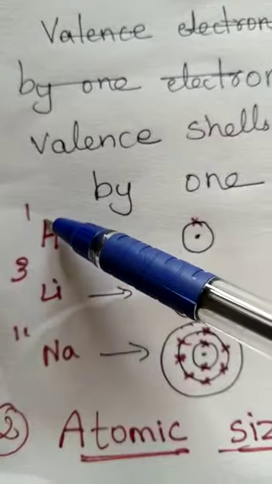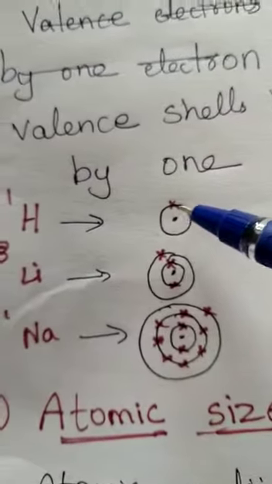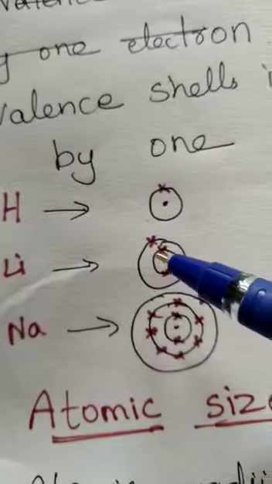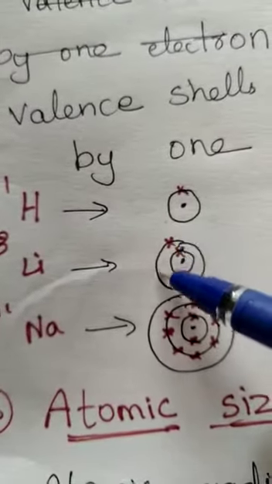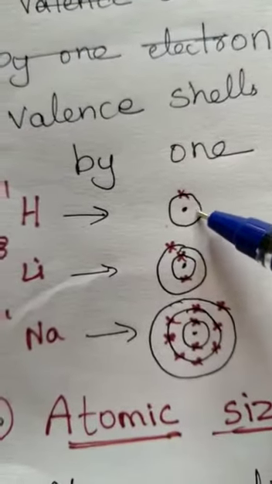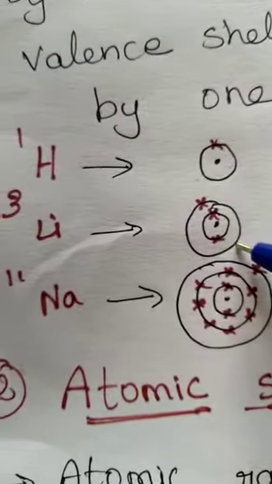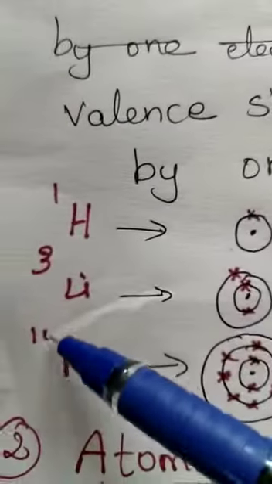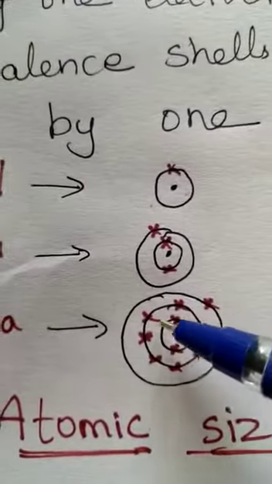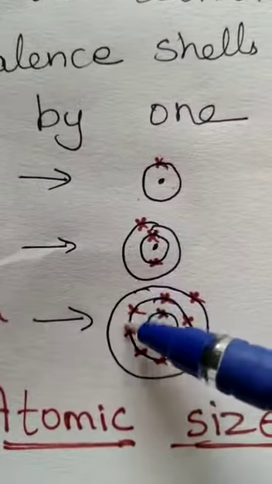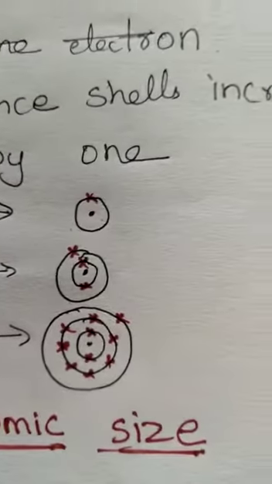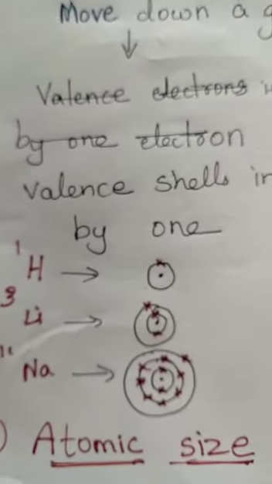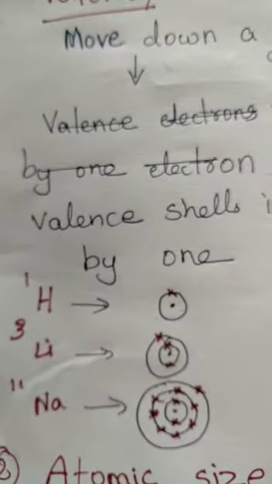Hydrogen's atomic number is 1, so 1 electron and 1 shell. Lithium has 3 electrons. The first shell will have 2 and the second shell 1, so the shell is increasing. Here only 1 shell, here 2 shells. And below lithium is sodium, atomic number 11: 3 shells, with 2 electrons, then 8 electrons in the second shell, then 1. The shell is increasing. So on moving down a group, the valence shell increases by 1.